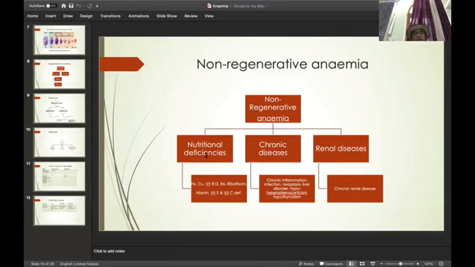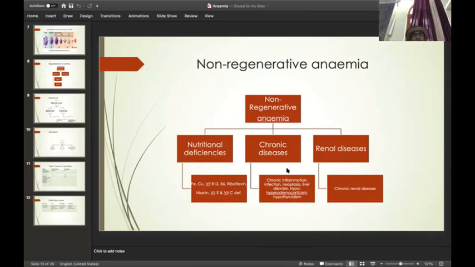For example, in nutritional deficiency, the iron deficiency, as we have discussed, copper is very, very important. Then vitamin B12 and B6, riboflavin, niacin, vitamin E, and vitamin C. So these are certain deficiencies. If they persist for a prolonged period of time, the animals will enter into non-regenerative anemia.